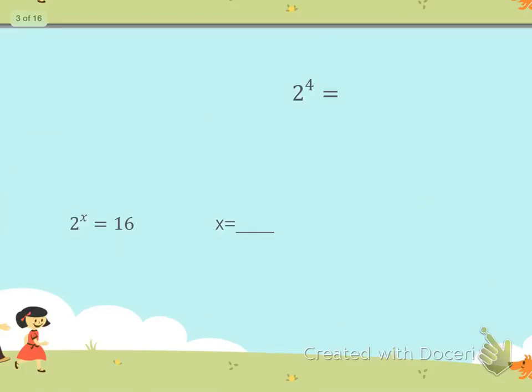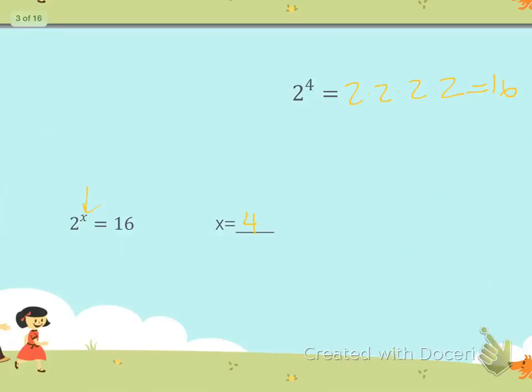So first off, 2 to the 4th, if I wrote it out the long way, is 2 times 2 times 2 times 2. That equals 16. Another way of writing it is this: 2 to the x equals 16. Well, what, when I fill it in for x, can get me that 16? Well, 4. 2 to the 4th can get me 16.